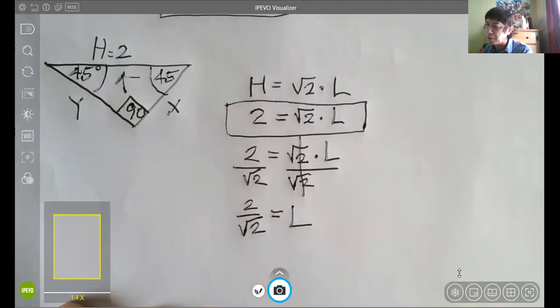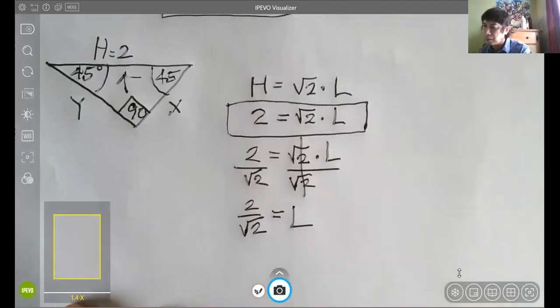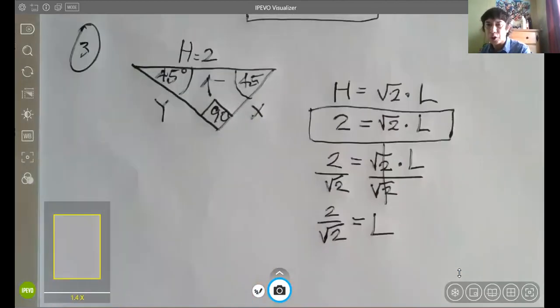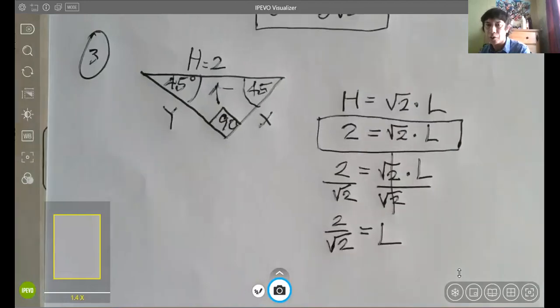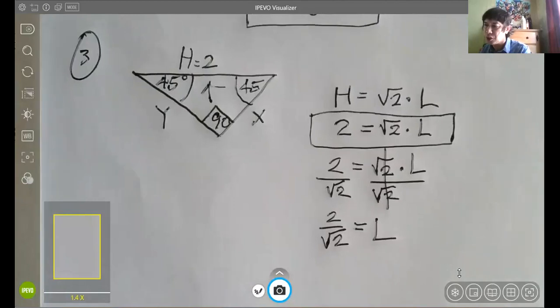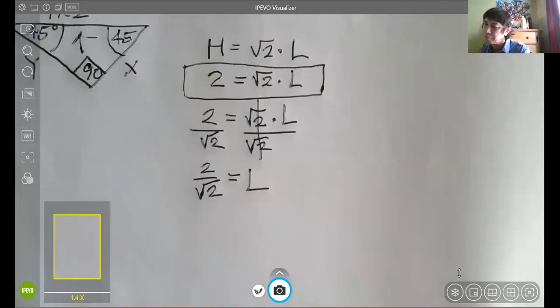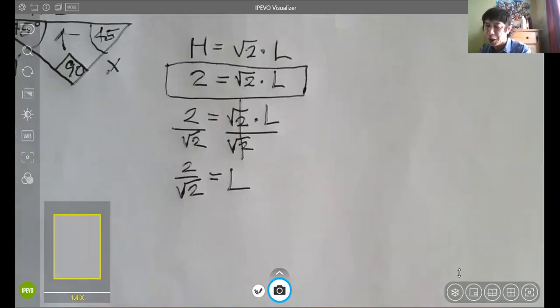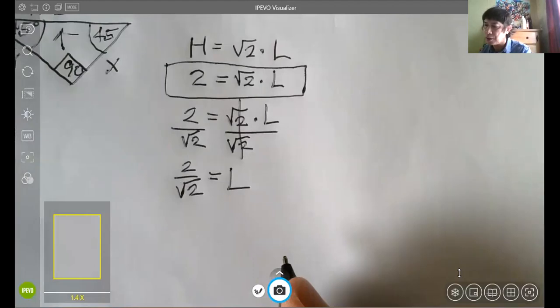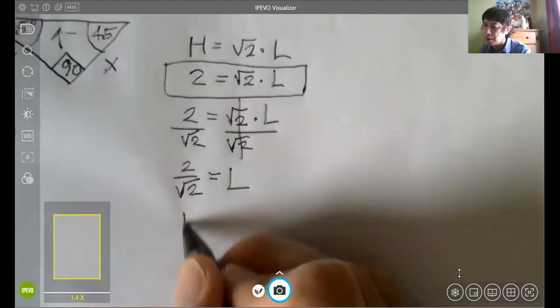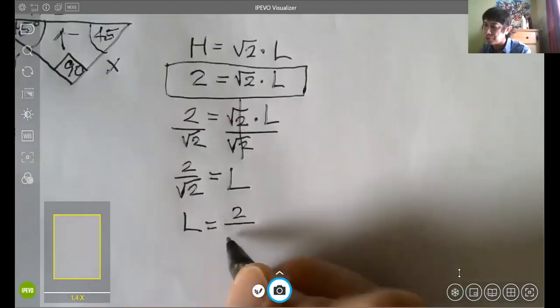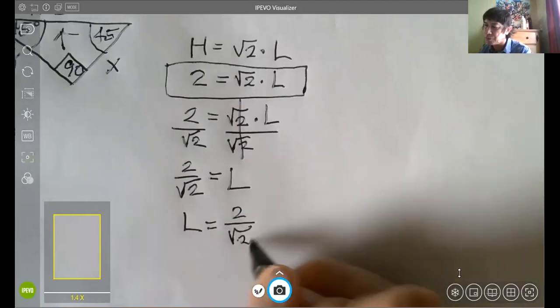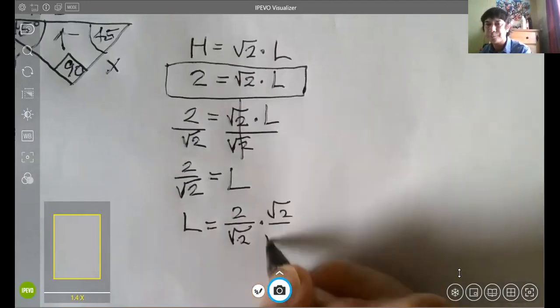Now, remember in algebra, we don't usually write a radical or a square root at the denominator. So we're going to change this such that the square root of 2 is not there. And we shall change this by rationalization. So leg is 2 over square root of 2. You multiply this by square root of 2 over square root of 2 there.